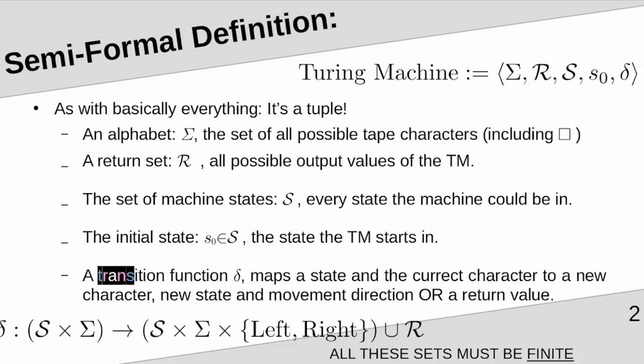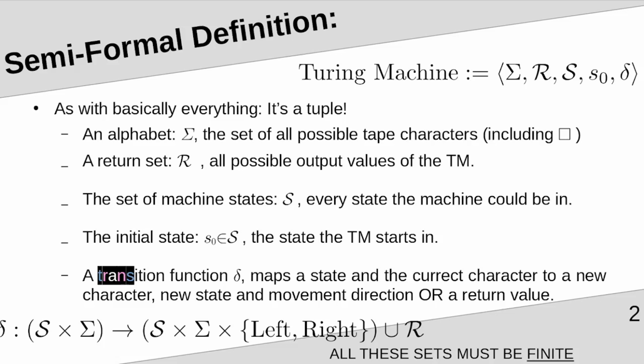Next element we need to talk about is the initial state. It is pretty simple. S0 is an element of S, and this is the state the Turing machine is in when you run it. So this is its starting state, and then the transition function, which we'll say in a second, moves from state to state, performing operations.